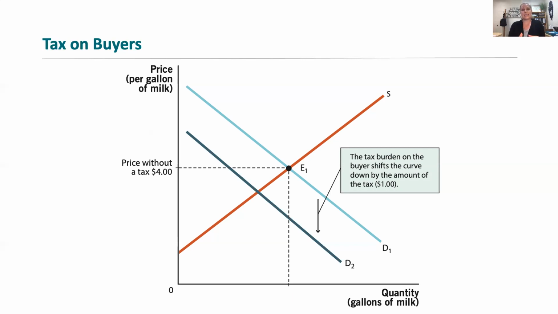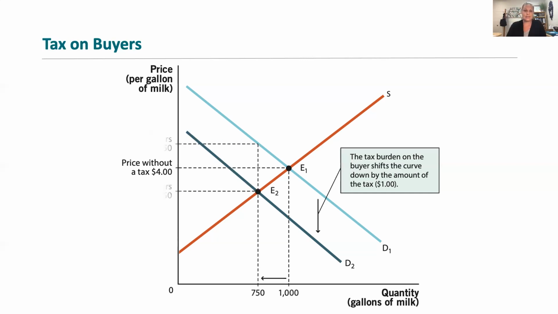So in this case, if the government was levying a tax on buyers in the amount of $1 per gallon, essentially the way that we model this is to shift the demand curve down by the amount of the tax. And that's because the height of the demand curve, remember, represents a willingness to pay. And if I am now responsible for paying a tax, my willingness to pay for the product will be reduced by the amount of that tax. And so we move the demand curve down by exactly $1 at every quantity point here.